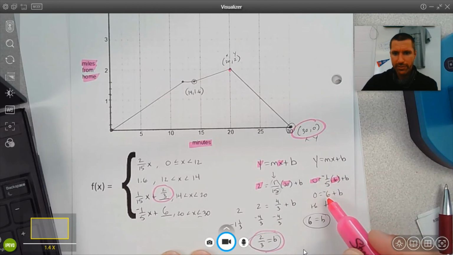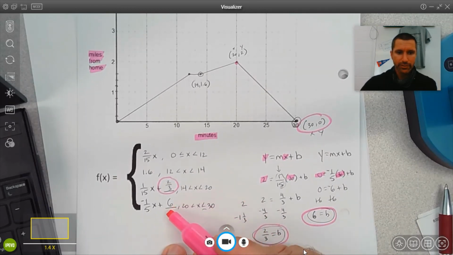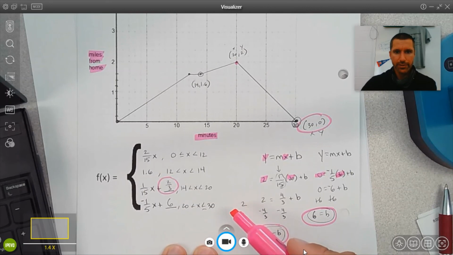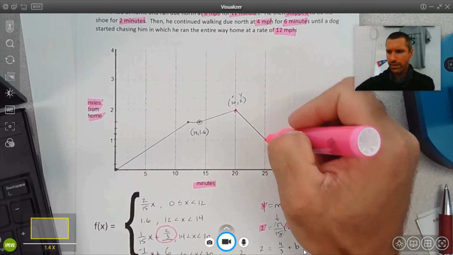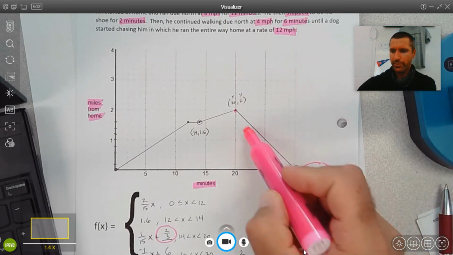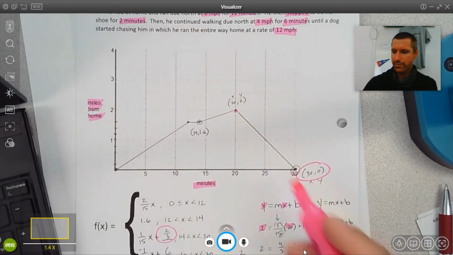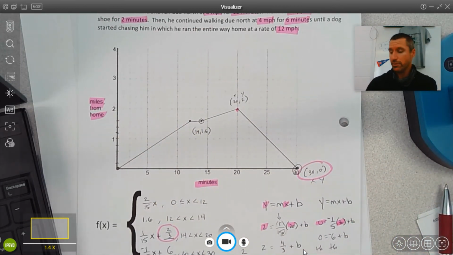30 times -1/5 is -6. Add that 6 to both sides, and the y-intercept for phase 4 turns out to be 6, which I put on the line right there, with the time restriction of 10 minutes from minute 20 to minute 30. Okay. And always do a quick check. Does that look right? If you continue this line up and back to the y-axis, does it seem like you would hit at 6? I would say that seems very reasonable.